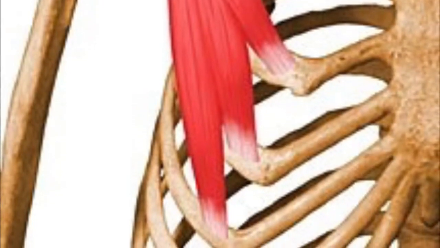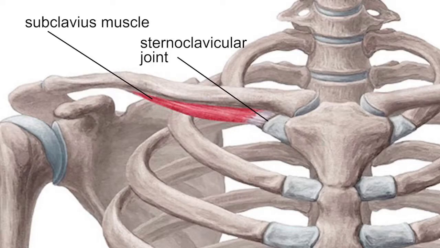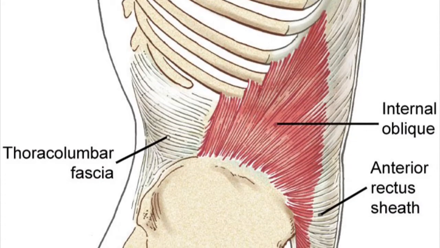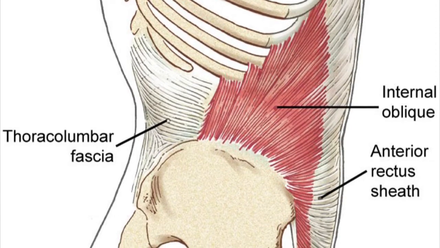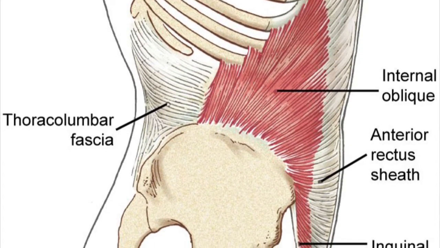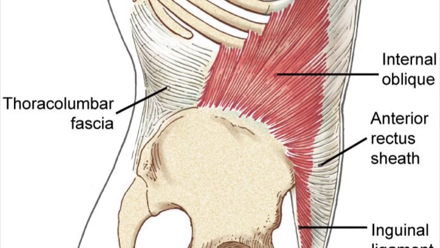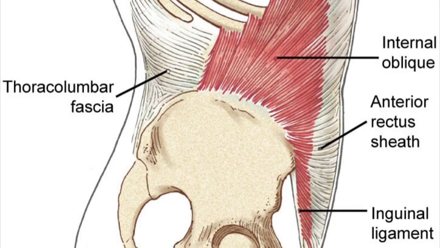The other muscles include the subclavius, which is between the clavicle and the 1st rib, and the internal oblique, which is similar to the external oblique, but instead of going over the ribs and attaching to the ilium like the external, it runs from the tips of the ribs to the ilium and inguinal ligament.